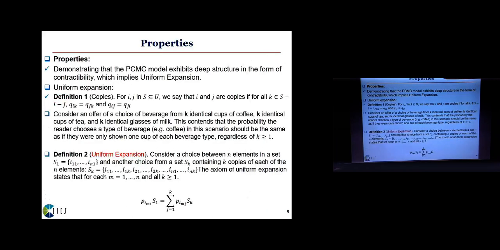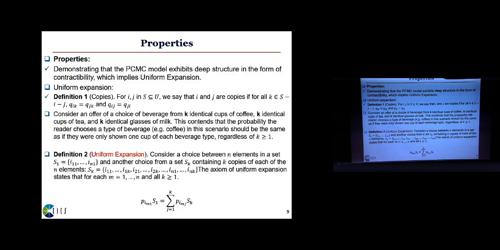Now I want to talk about some properties of this PCMC. We want to demonstrate that PCMC exhibits this structure of contractibility, which implies uniform expansion. So for the uniform expansion, we should talk about two definitions. First of all, the definition of copies.